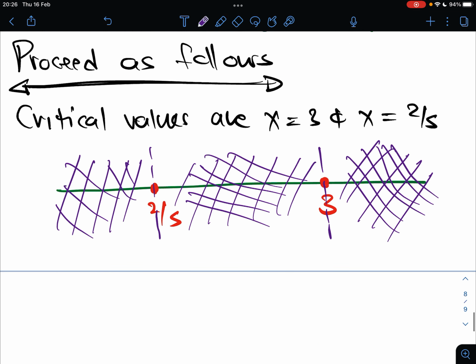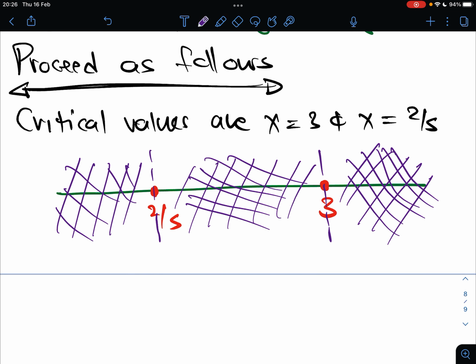So to achieve that, this is how we go about it. You see, what we do is we look at the far right region, and we choose any number that lies in that region. Since this region is bounded by 3 on the lower side, it means we can choose any number greater than 3 in this particular region.